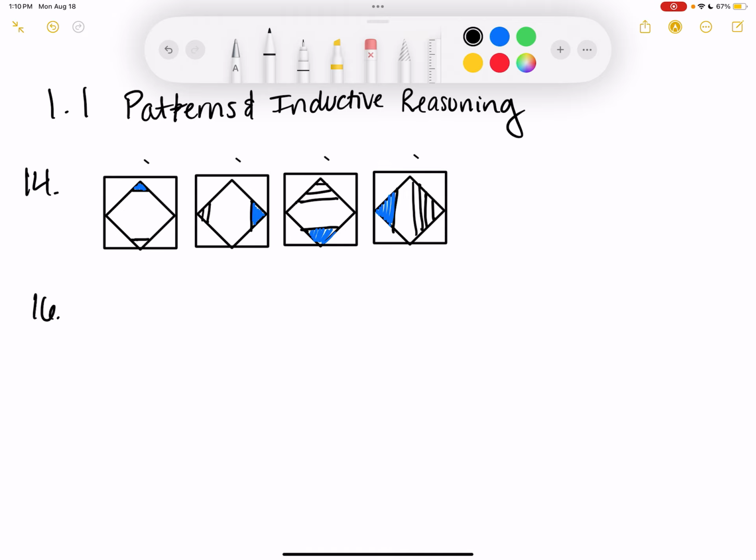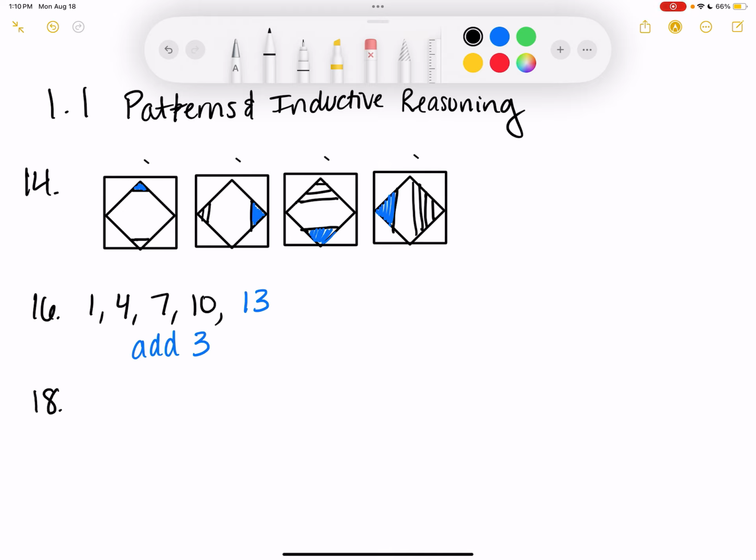So 16: 1, 4, 7, 10. So 13 would be the next number. And what are we doing to get from one number to the next? Plus 3. Yep, add 3. And that's all you have to write on those ones.